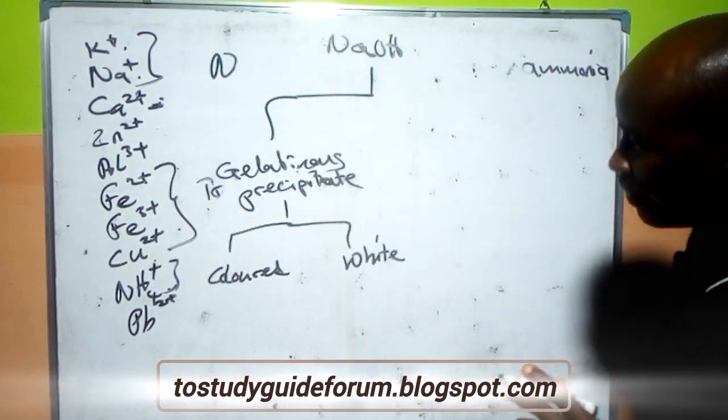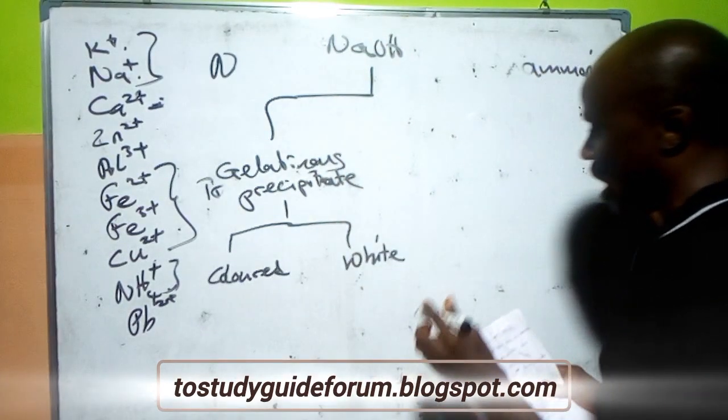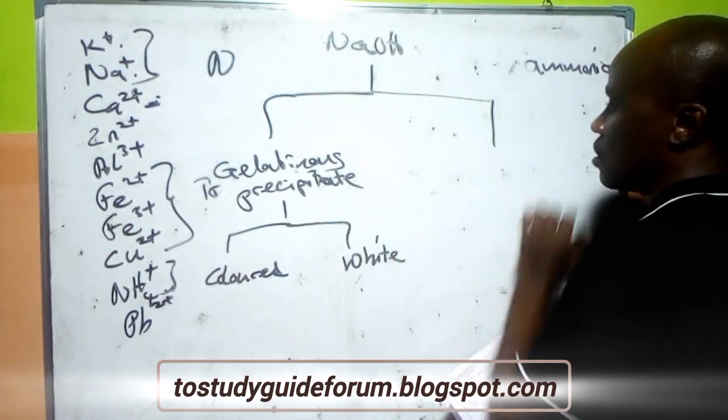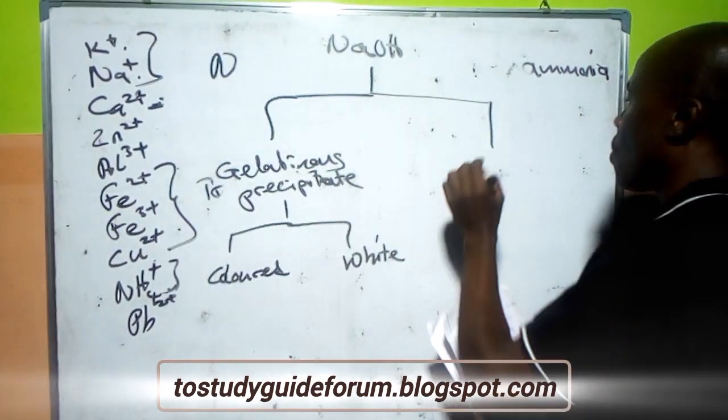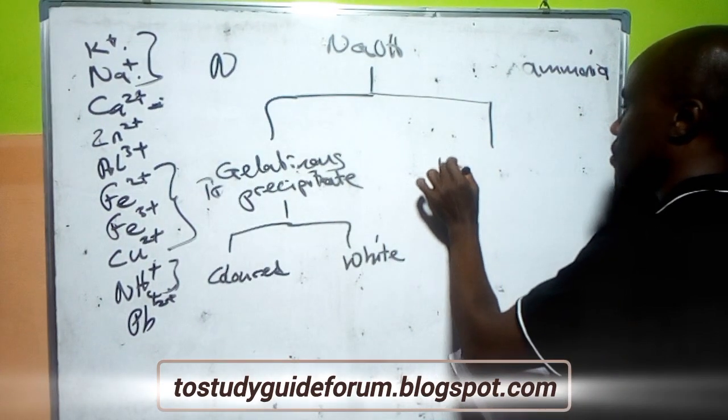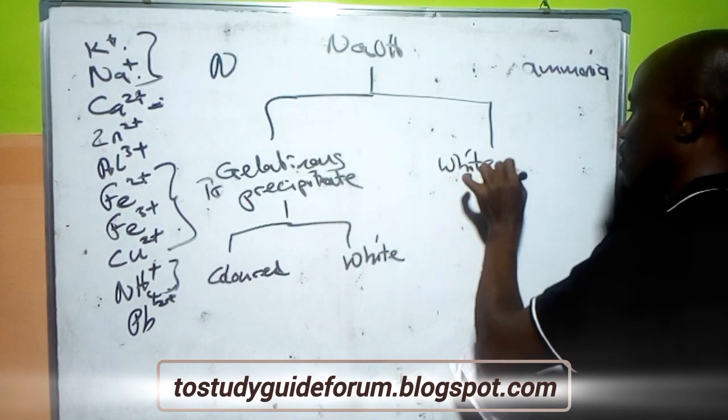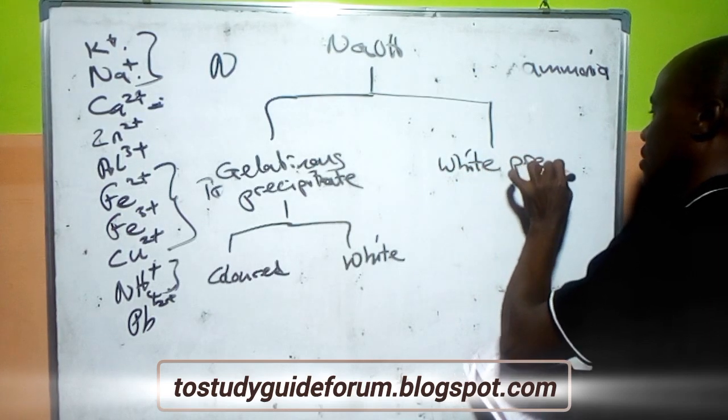Sodium hydroxide, note very well. And also in this group we have another one that will give us just a white precipitate. We have the one that will give us just a white precipitate.